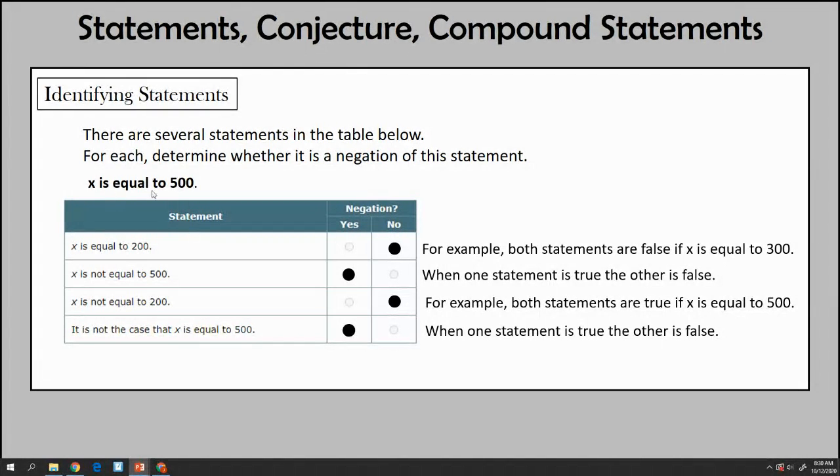So negations are pretty straightforward. I think you'll see it. You just got to make sure that it directly says the opposite of meaning of the original.